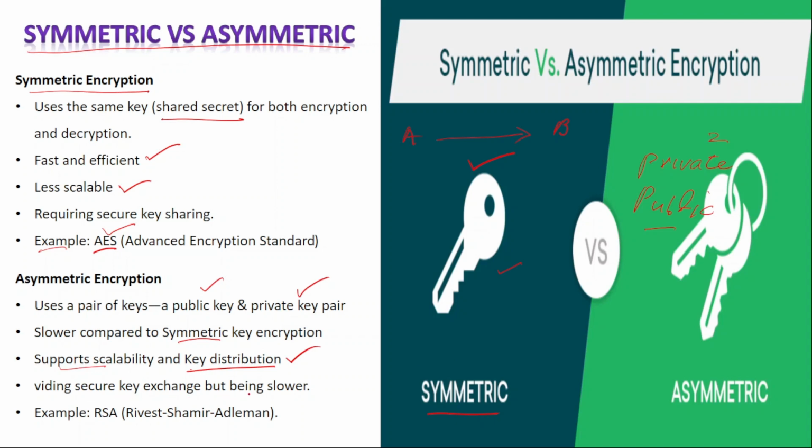It provides secure key exchange but is slower. For encryption and decryption it is slower, but it helps in provision of secure key exchange. An example of asymmetric encryption is RSA, which is most popular, named after Rivest, Shamir, and Adleman. These were the three inventors that invented this algorithm.